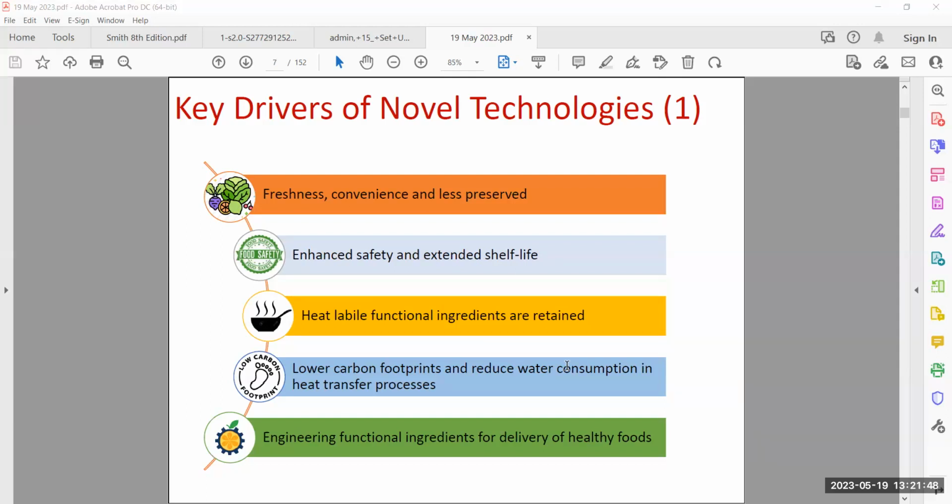And of course, you also would like to have technologies that are lower in carbon footprint and reduce water consumption in order to have a greener technology, and of course, to engineer new food development, such as functional food, in order to deliver healthier food.